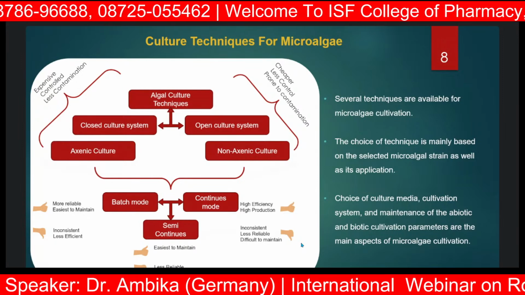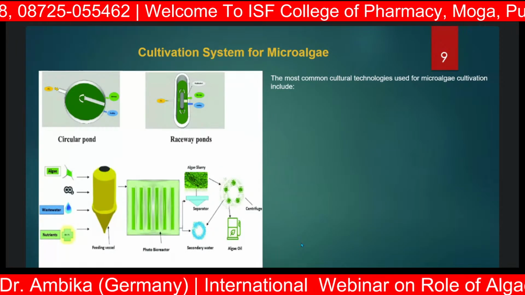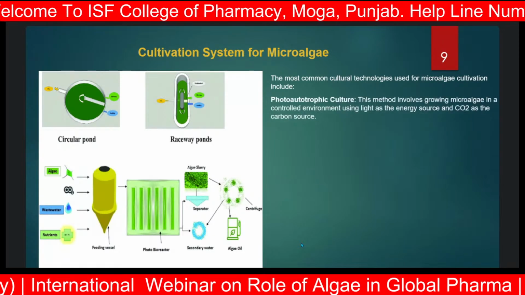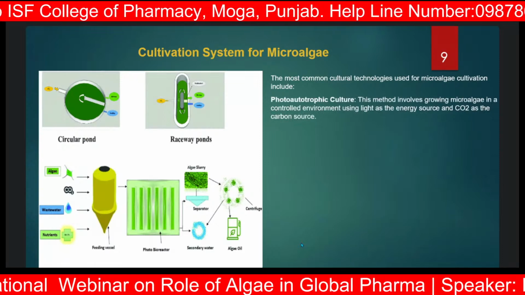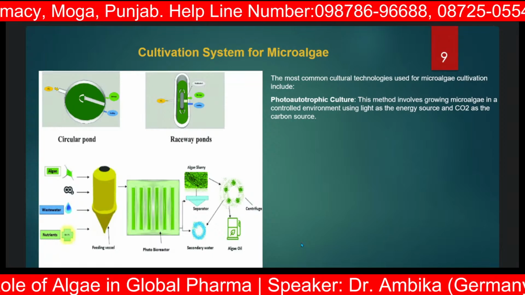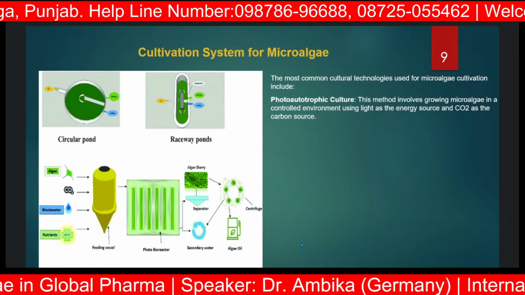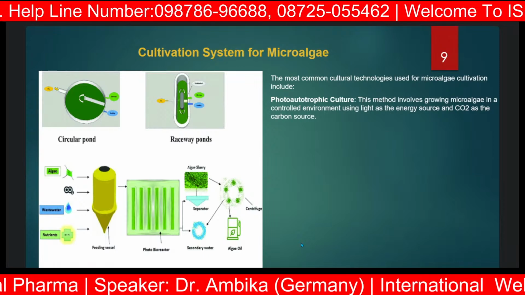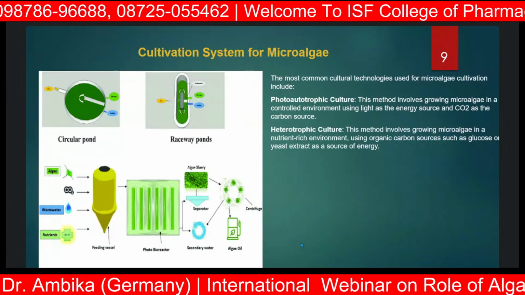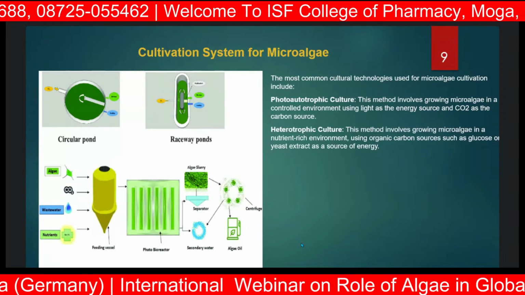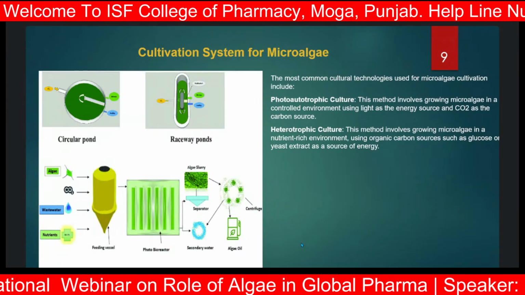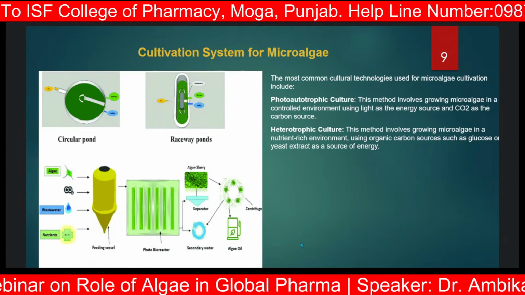So the most common culture techniques used in cultivation is photoautotrophic culture. As the name indicates, it is light dependent culture. This method involves growing microalgae in a controlled environment using light as an energy source and carbon dioxide as a carbon source. Another is heterotrophic culture. This method involves growing microalgae in a nutrient-rich environment using an organic carbon source such as glucose or yeast extract as a source of energy.